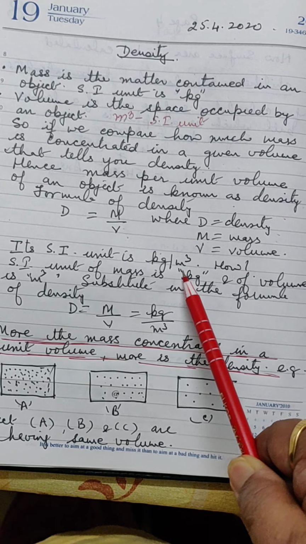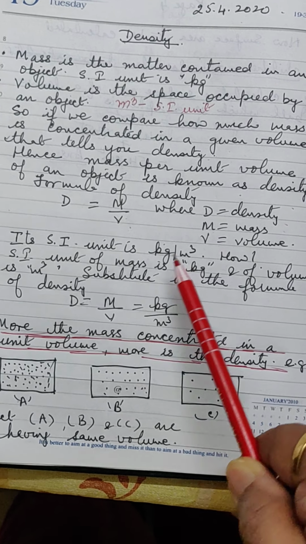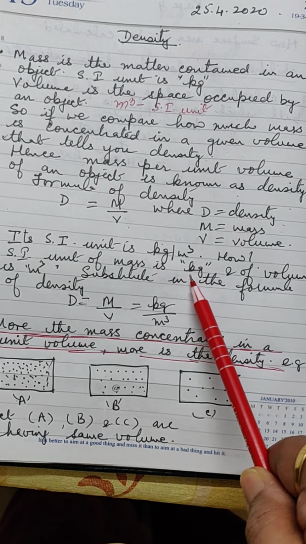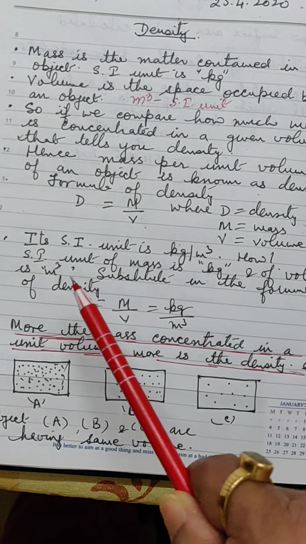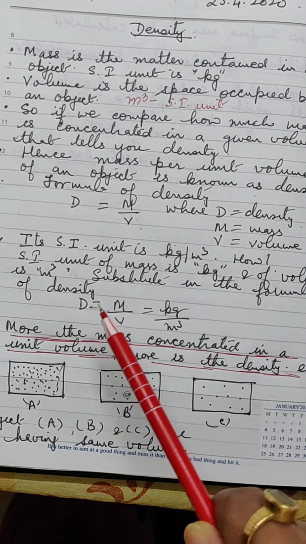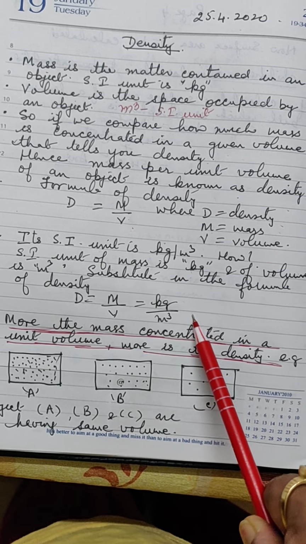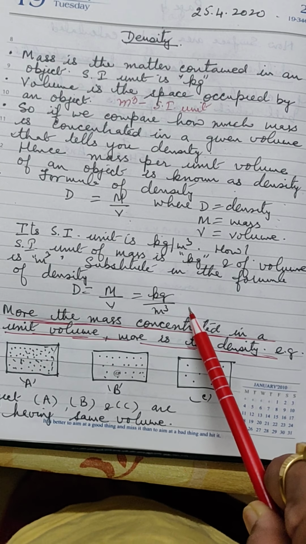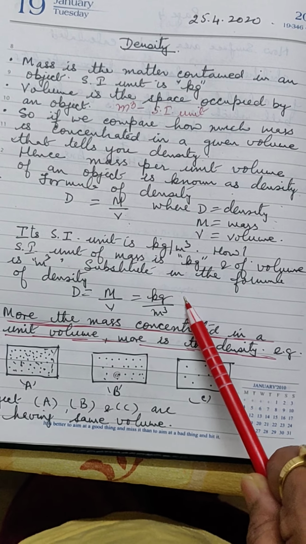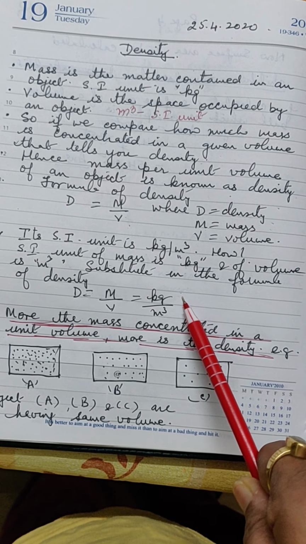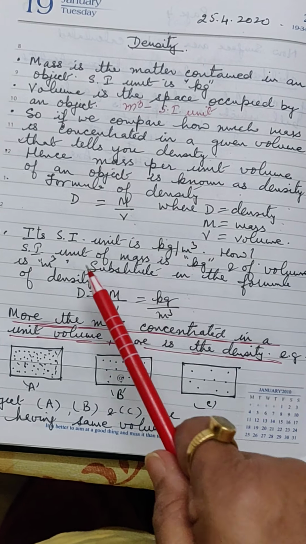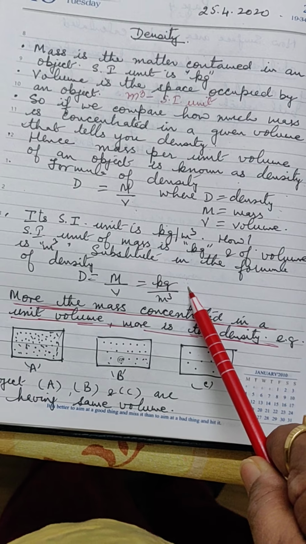Now how has this kg per meter cube come? SI unit of mass is kg, this you already know, and SI unit of volume is meter cube. We are substituting this in the formula, kg per meter cube. This is how the SI unit of density comes out to be kg per meter cube. And this was the first reasoning question in the assignment: give reason why SI unit of density is kg per meter cube. So this is the explanation. I hope you must have understood.